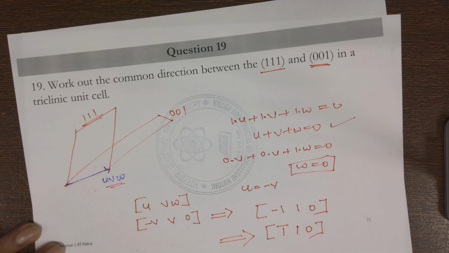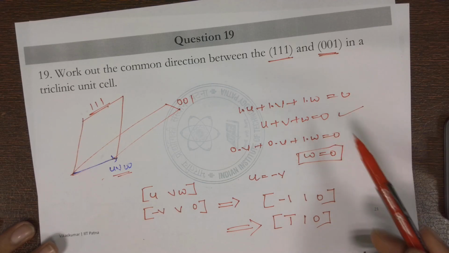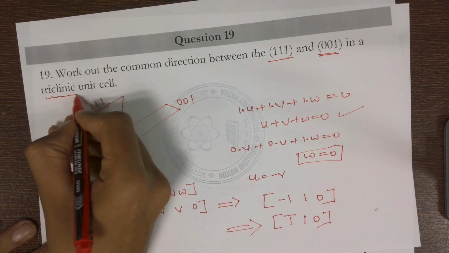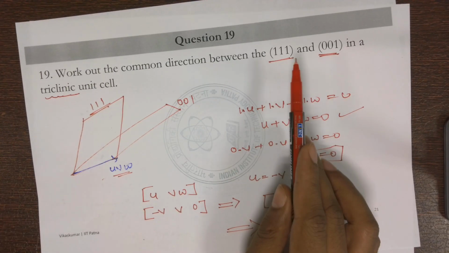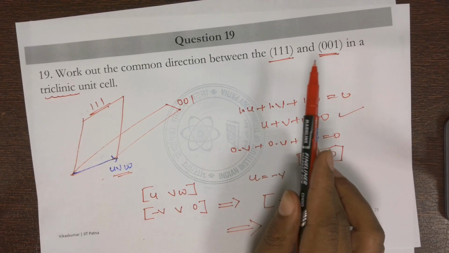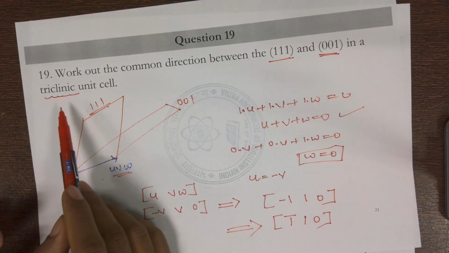So this is our final answer. We did not follow any different step for triclinic. The way the question was, Weiss law was sufficient to answer this. And so we did not need anything from the geometrical perspective.